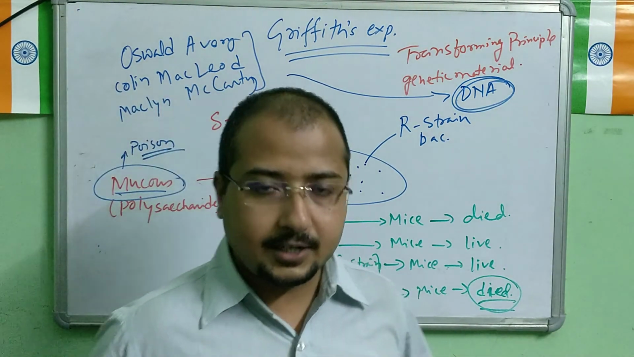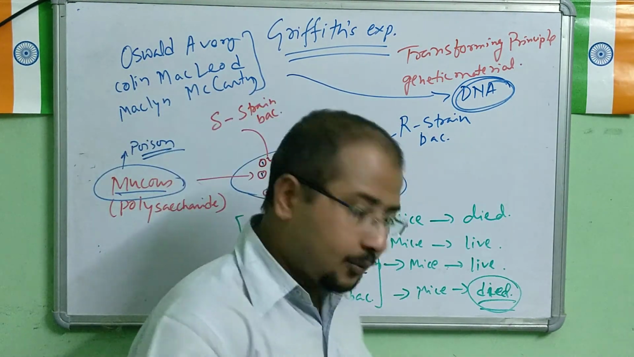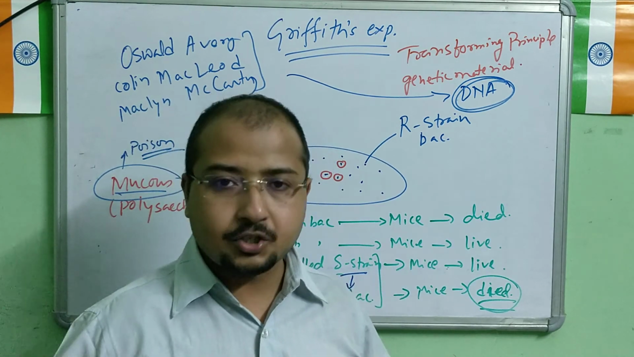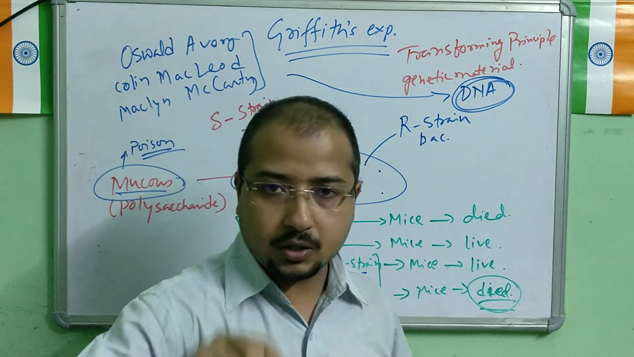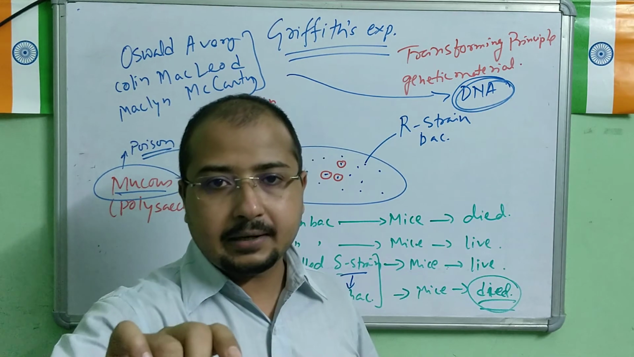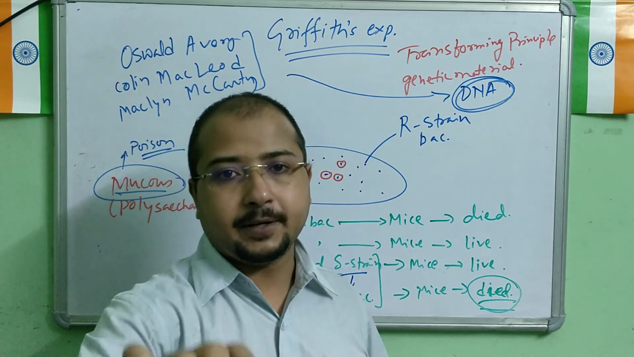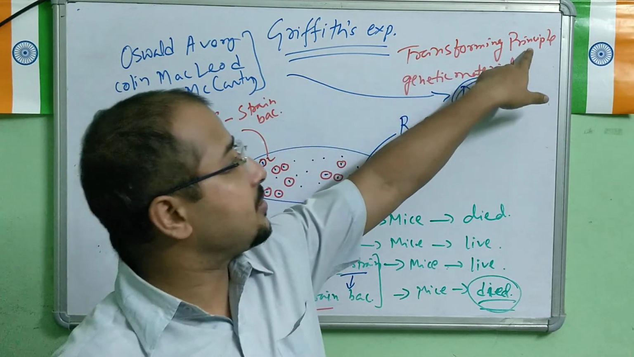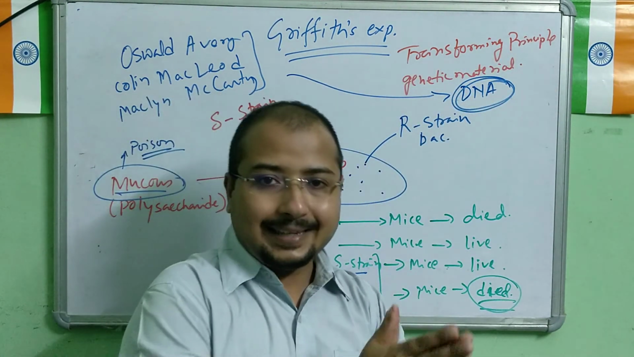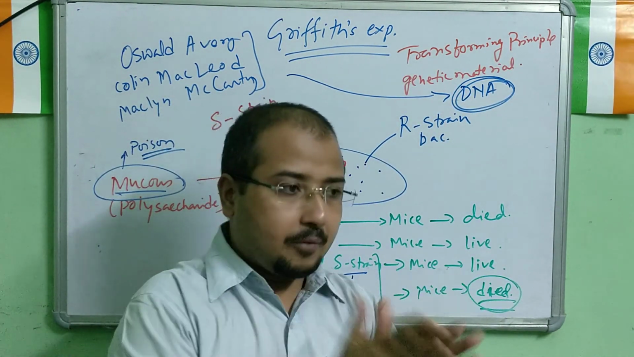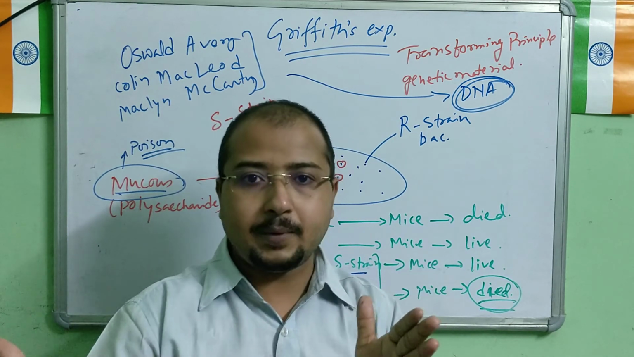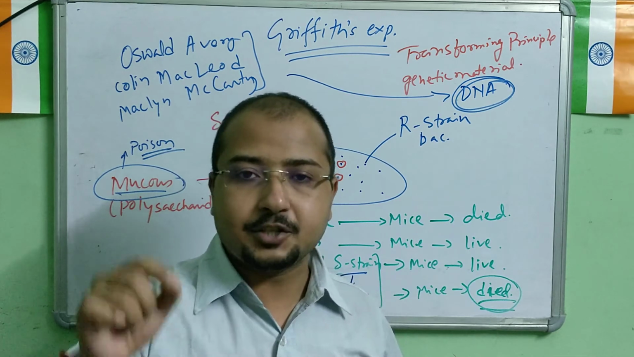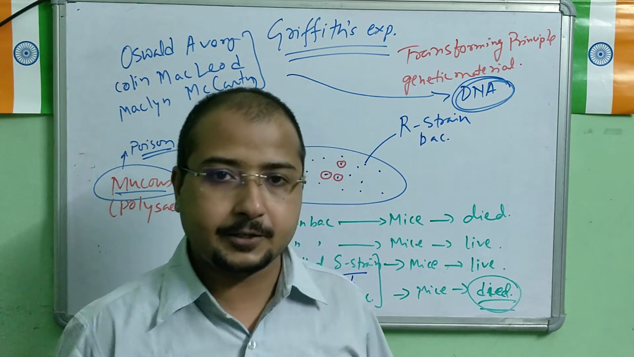Okay students, let's do one thing. I'm going to upload this video. In my next video I am going to continue with the Hershey-Chase experiment, which proves that DNA is the genetic material. DNA is that transforming principle that can transfer from bacteria to bacteria, or virus to bacteria. DNA is the genetic material. It is proved by the Hershey and Chase experiment.